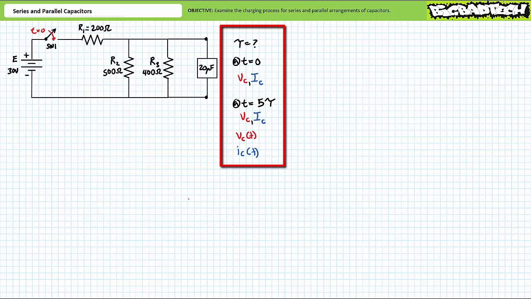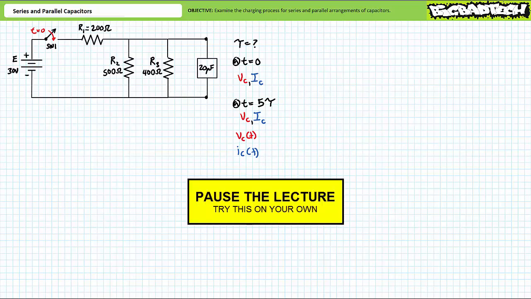Determine the initial conditions for the capacitor. Determine the final conditions for the capacitor. Determine the time-varying expressions for voltage across the capacitor and current through the capacitor. And finally, draw plots of voltage across the capacitor and current through the capacitor for a full charge of 5 time constants. By all means, pause the lecture and try this on your own.